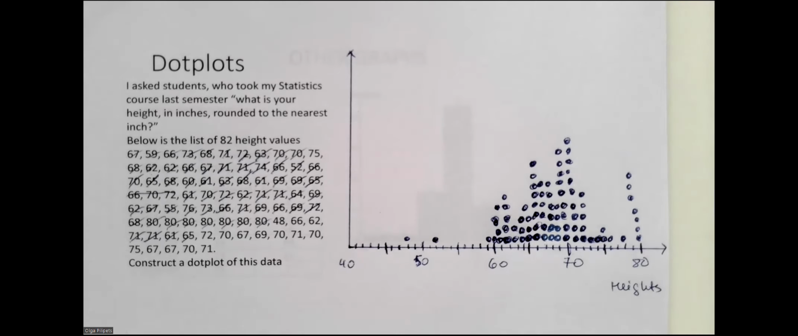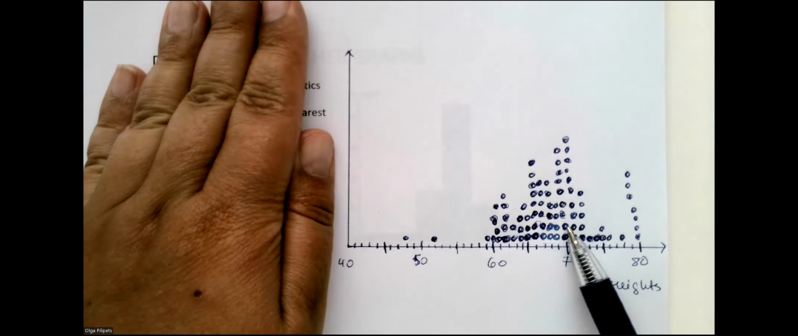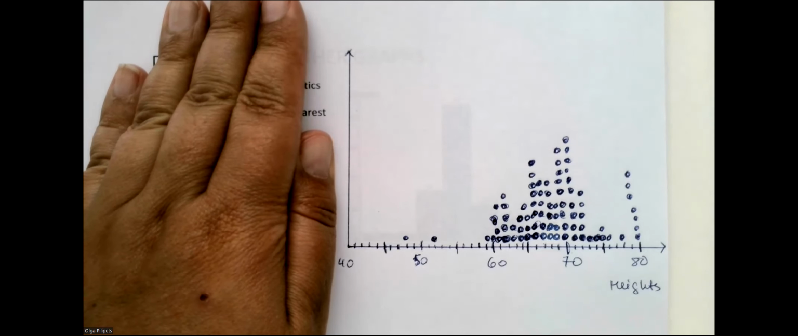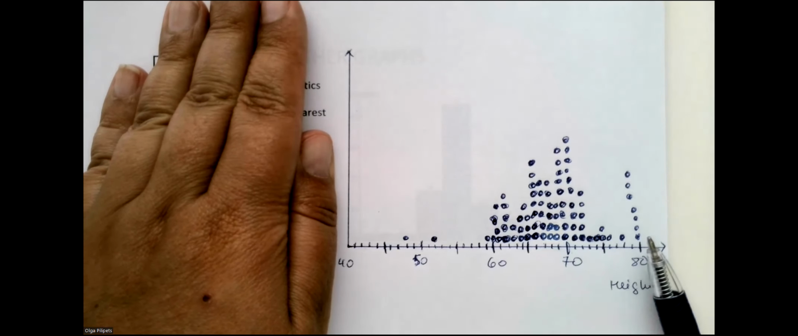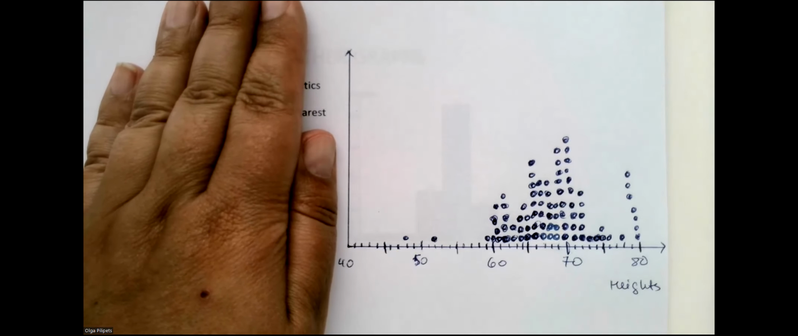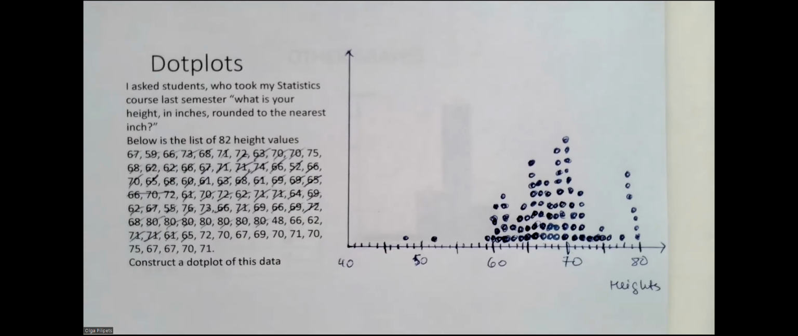So again, the advantage of the dot plot is that no data points are lost. Even if I didn't have my original data, I could still figure out how many values of what kind I had in my original data set. That's the advantage of the dot plot, while you can still observe the shape of the distribution.